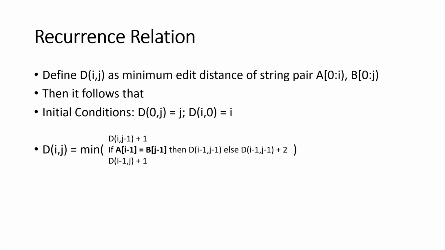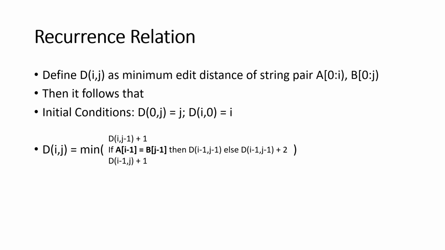And then we compare these three values and find the minimum. And then we will get the recurrence relation of i, j. Finally, we will get our answer, of course, at i equal to the length of string a and j equal to the length of string b. So we can start doing the bottom-up approach, the tabulation method, right now.